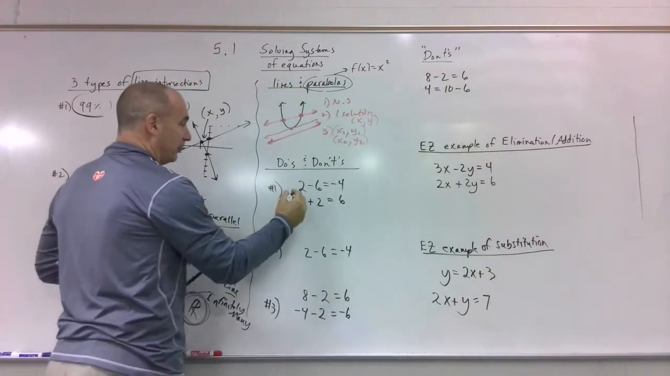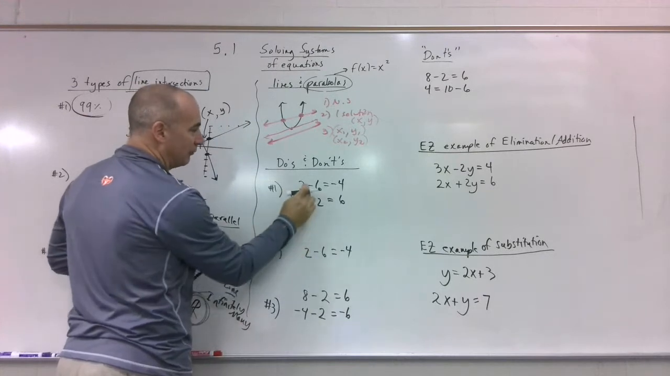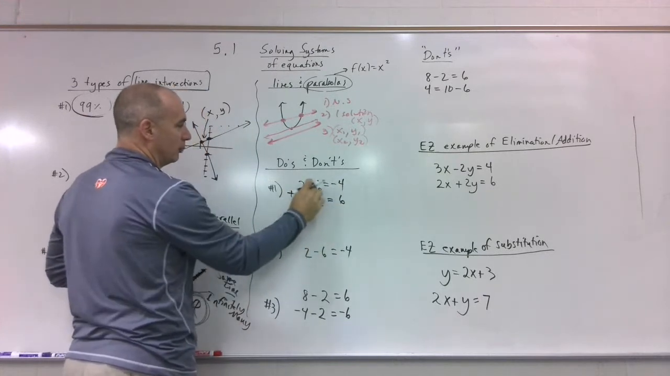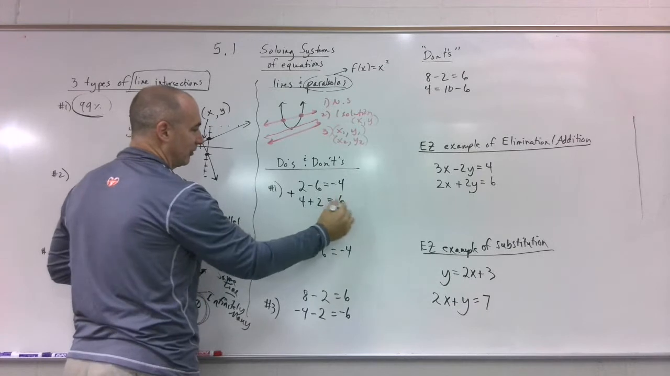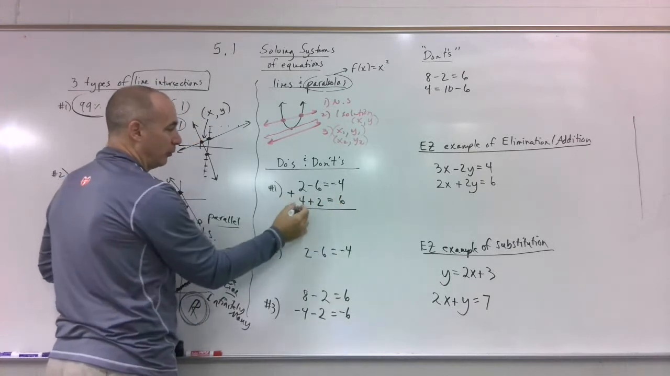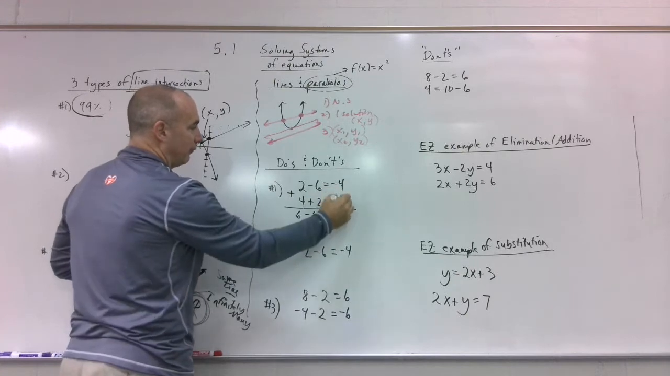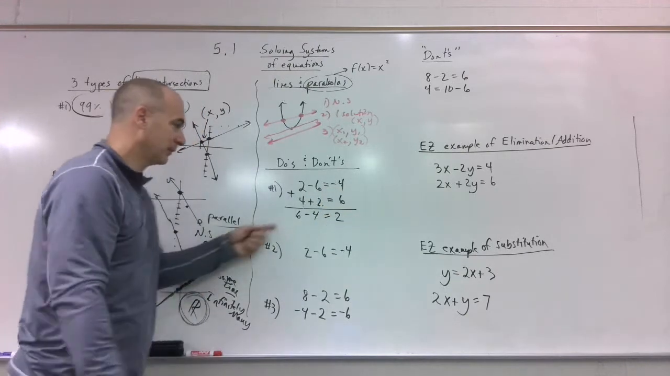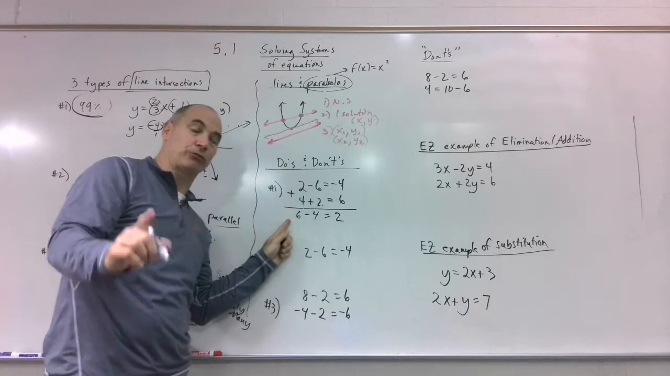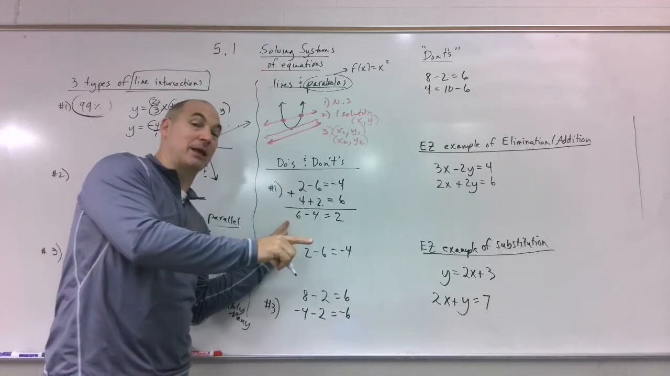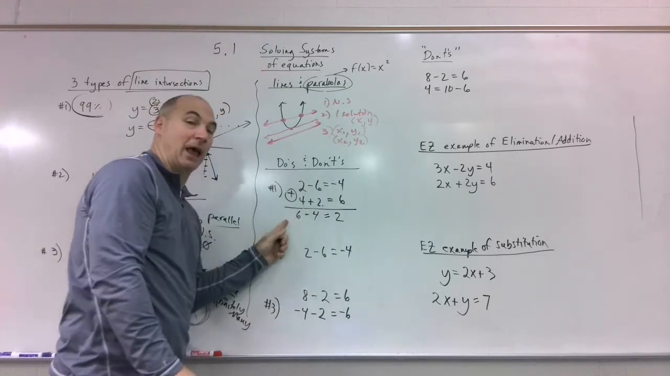So the first thing I'm going to investigate is, what if I have two true sentences? 2 minus 6 is negative 4, 4 plus 2 is 6, and I just add them up. 4 and 2 is 6, negative 6 and 2 is negative 4, negative 4 and 6 is 2. Notice, I get a different but true mathematical sentence. You know what that means? It's okay to do that.